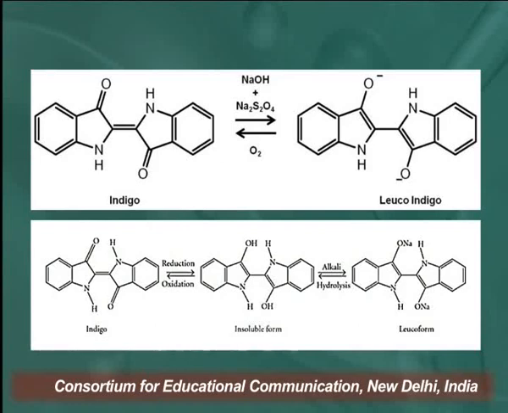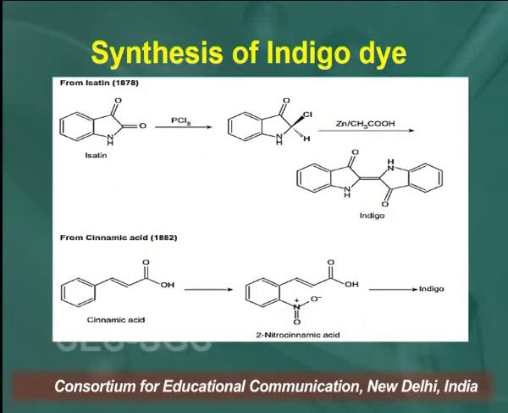When this leuco indigo, or the fabric which was dipped in it, is taken out of the vessel into the air, oxidation takes place, and after oxidation it reverts to indigo and imparts the blue color. Now, synthesis of indigo: here this is the first synthesis, isatin, and when this isatin reacts with PCl5, phosphorus pentachloride, we get indigo.